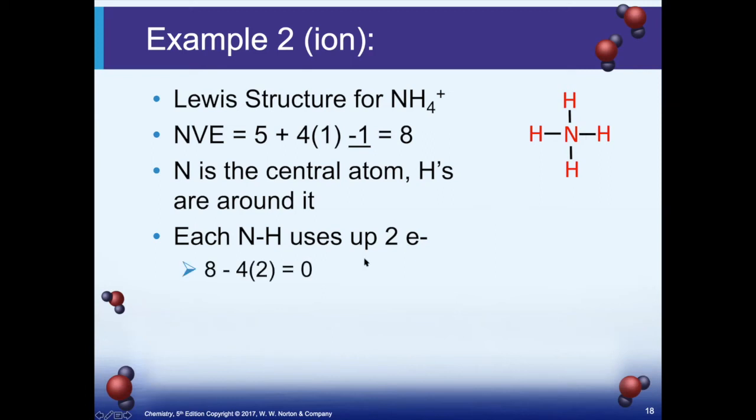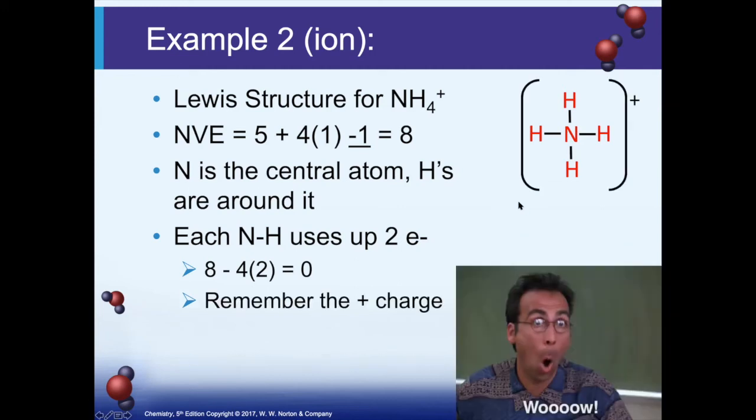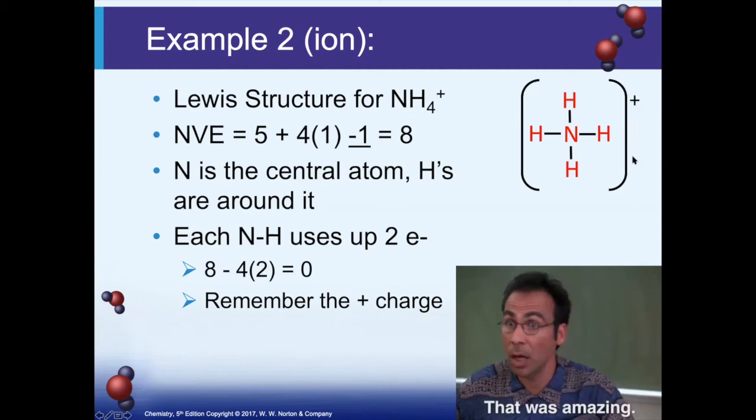So I've used up all of my electrons. I don't have to do anything else at that point. That is the Lewis structure, but it is commonly shown, because it's an ion, there's a couple ways to do that. I could just put a plus sign on the nitrogen, but you will also see it like this, where you have brackets around the whole thing and you put the positive charge there. Okay, so you see it both ways.